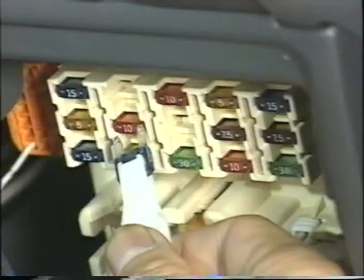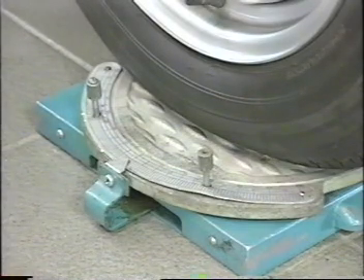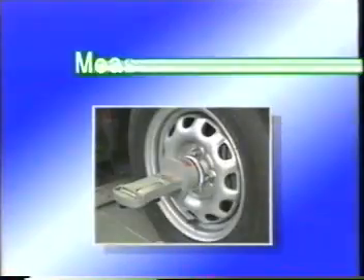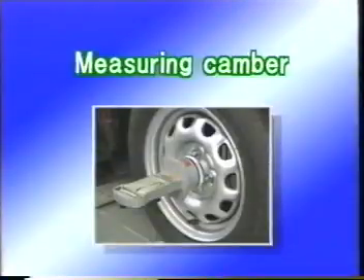To prevent the battery from discharging while you are doing this, remove the brake light fuse so that the brake lights will not light. Then release the turning radius gauge lock. Measure the camber.